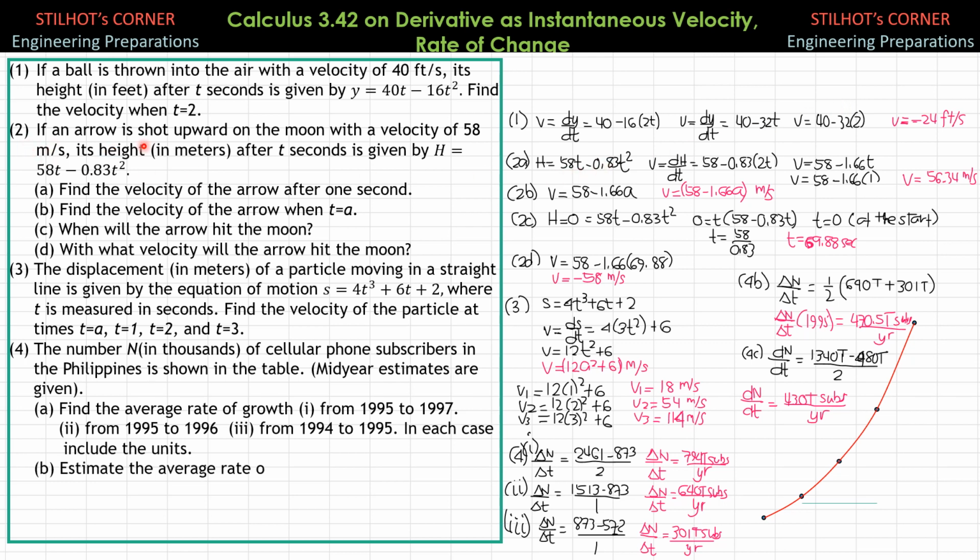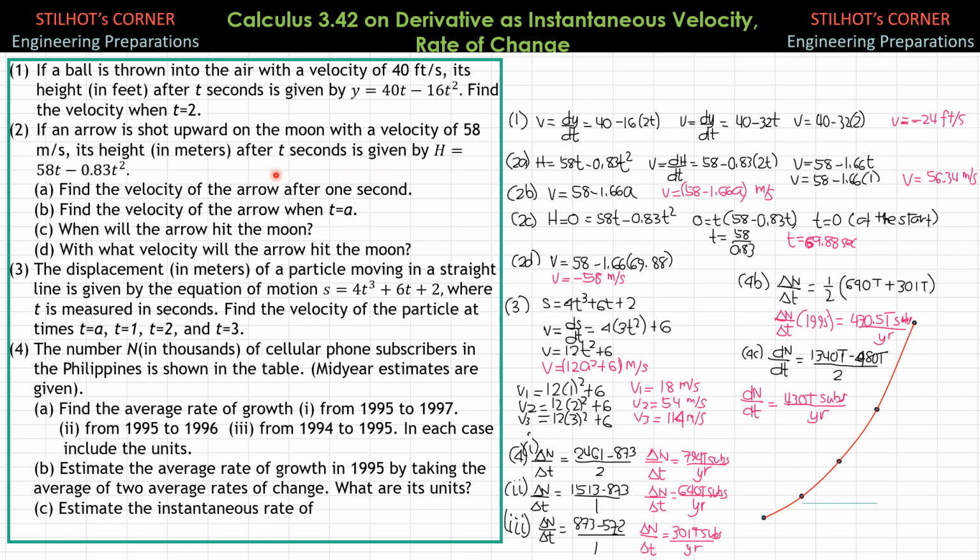If an arrow is shot upward on the moon with a velocity of 58 meters per second, its height in meters after t seconds is given by h equals 58t minus 0.83t squared. Find the velocity of the arrow after 1 second. Find the velocity of the arrow when t is a, and when will the arrow hit the moon? With what velocity will the arrow hit the moon?